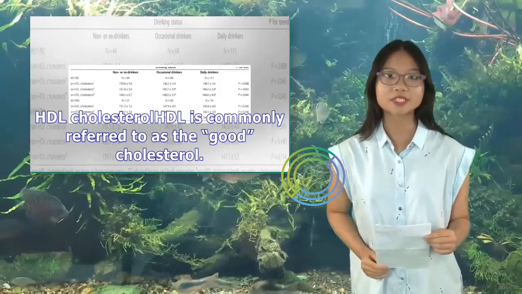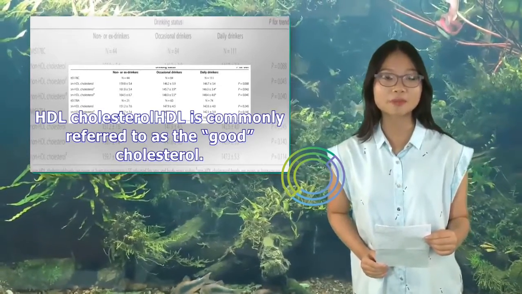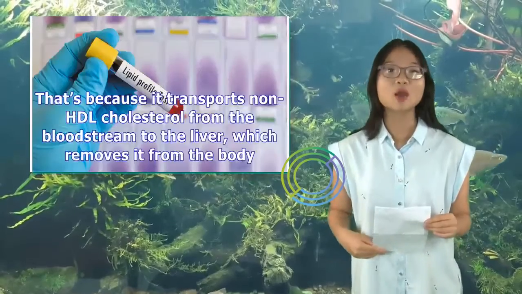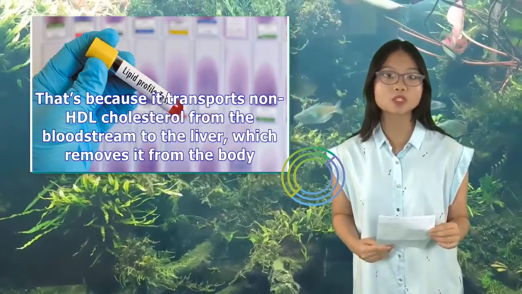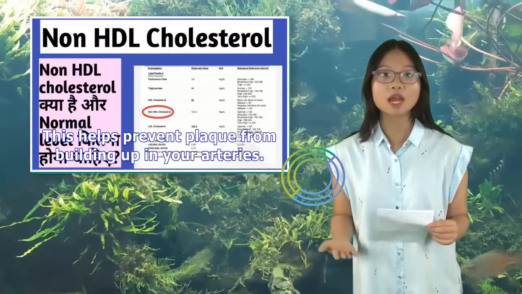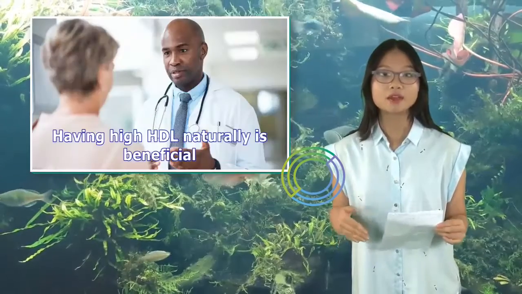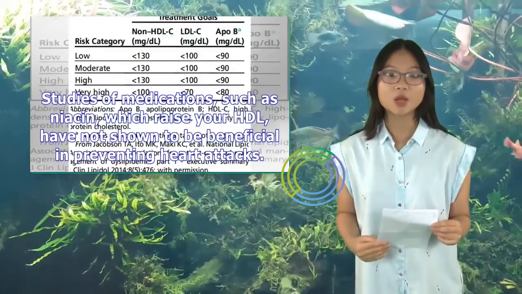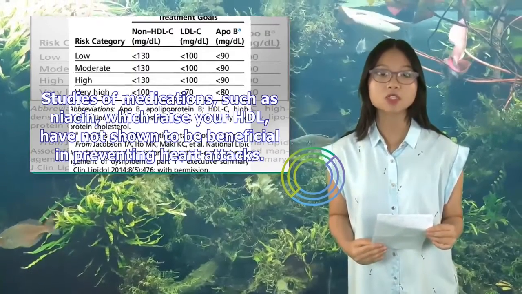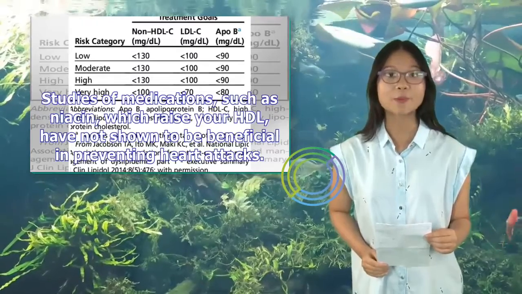HDL cholesterol. HDL is commonly referred to as the good cholesterol. That's because it transports non-HDL cholesterol from the bloodstream to the liver, which removes it from the body. This helps prevent plaque from building up in your arteries. Having high HDL naturally is beneficial. Studies of medications, such as niacin, which raise your HDL, have not been shown to be beneficial in preventing heart attacks.